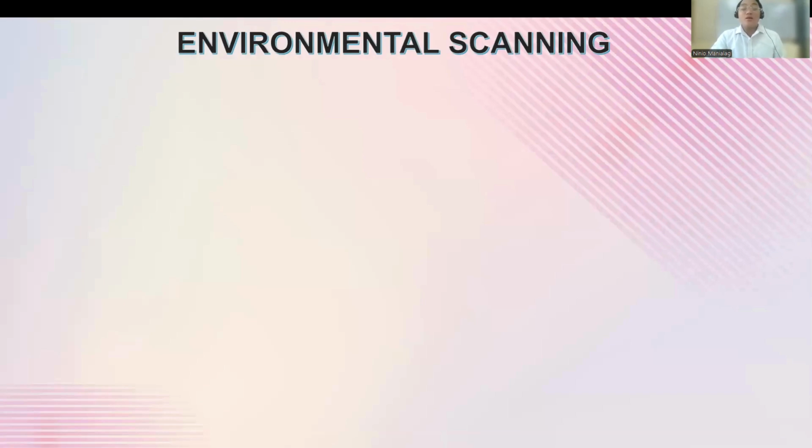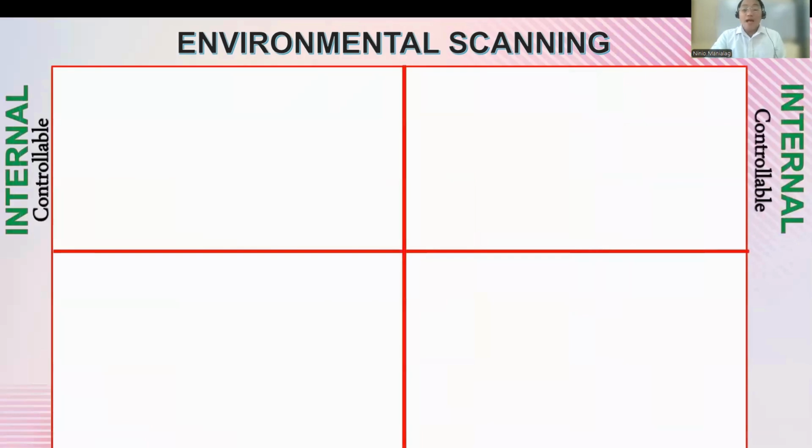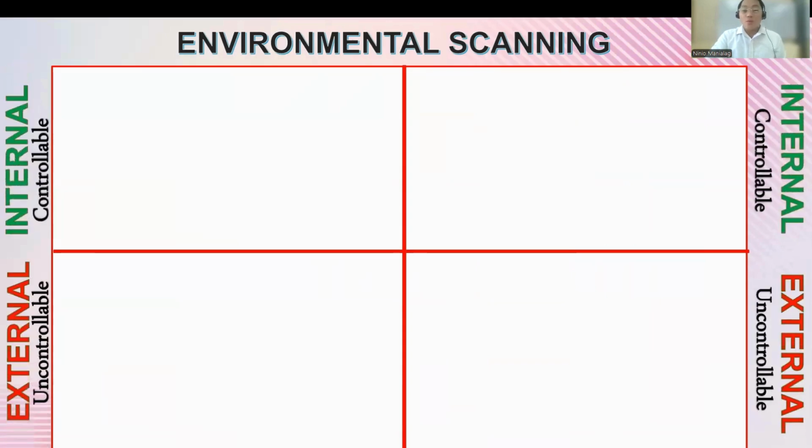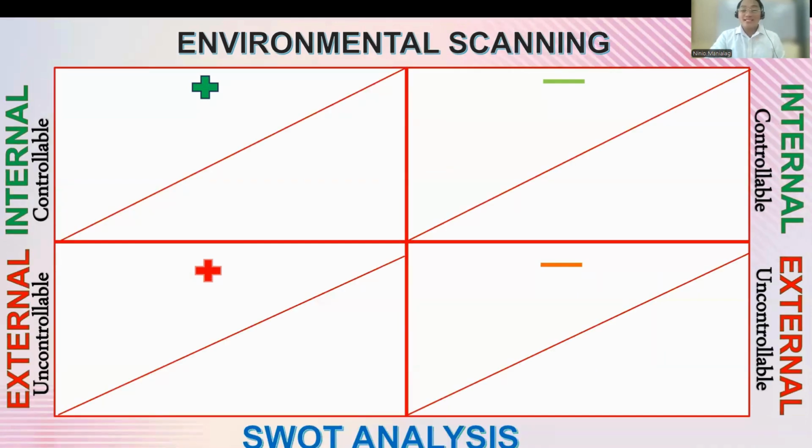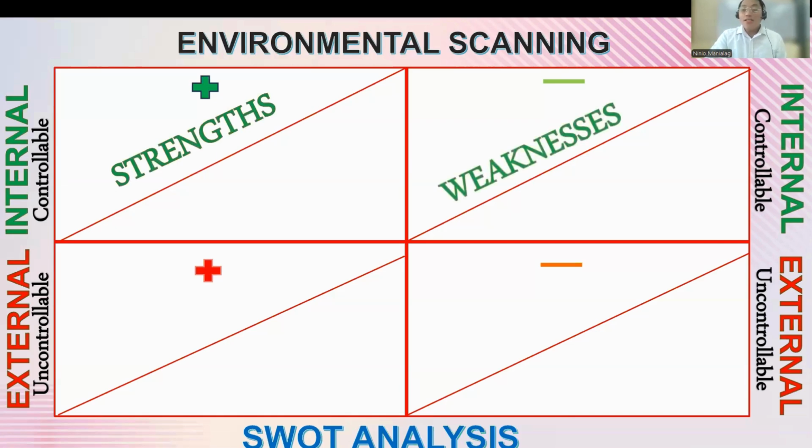Now, within this environment, you will encounter factors that you can control, which are internal factors, and those you cannot control, or the external factors. Additionally, there will be positive factors that benefit your business and negative factors that challenge it. Here is where SWOT analysis comes into play. Now, internal positive factors are what we call strengths. Internal negative factors are what we call weaknesses. On the other hand, external positive factors are what we call opportunities, and the external negative factors are what we call threats.